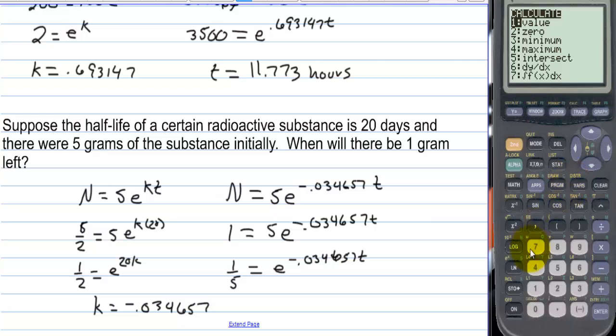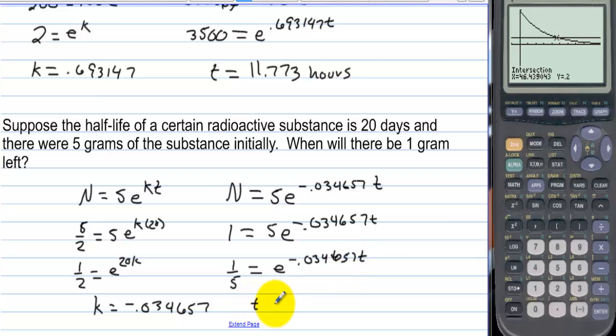We'll calculate the intersection, number 5. Enter, enter. Here's the guess. Enter. And t is equal to 46.439, and this is days.